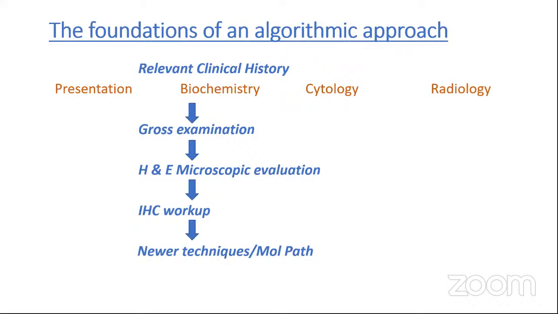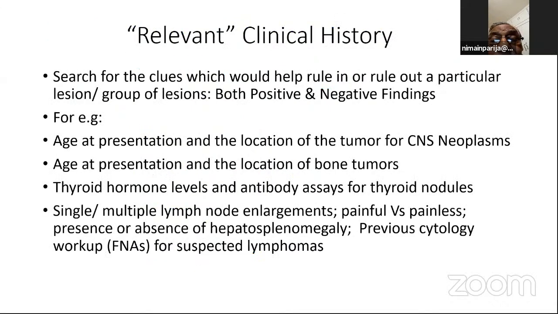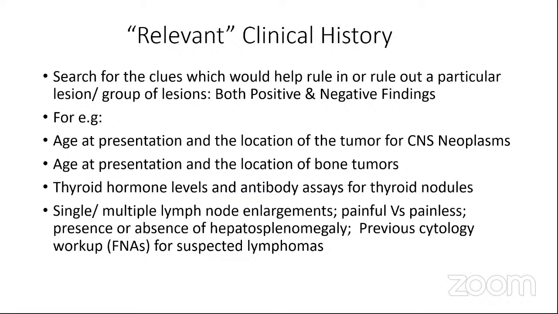The trick would lie in the fact that different factors will be relevant when we would learn or when we would try to evaluate different organ systems, and those relevant factors should find a place in the algorithm that you would try to construct. So when I say relevant clinical history, it should rather include the most important positive and negative findings, which would help us to rule in or rule out a particular lesion or a group of lesions.